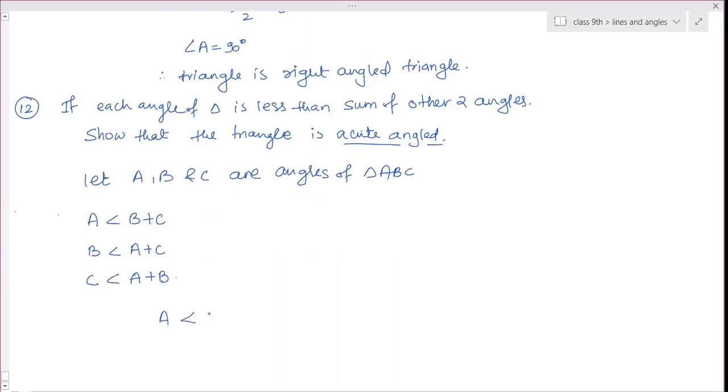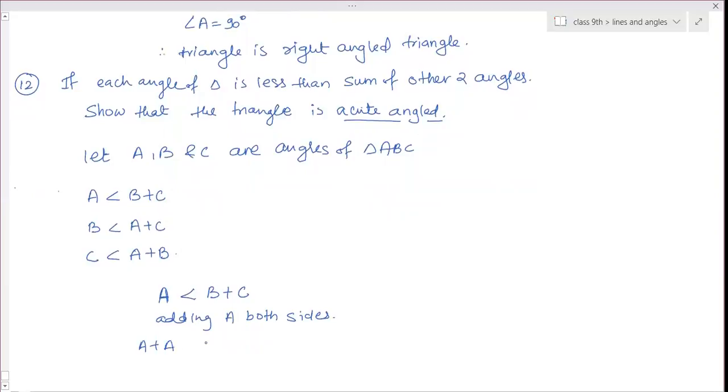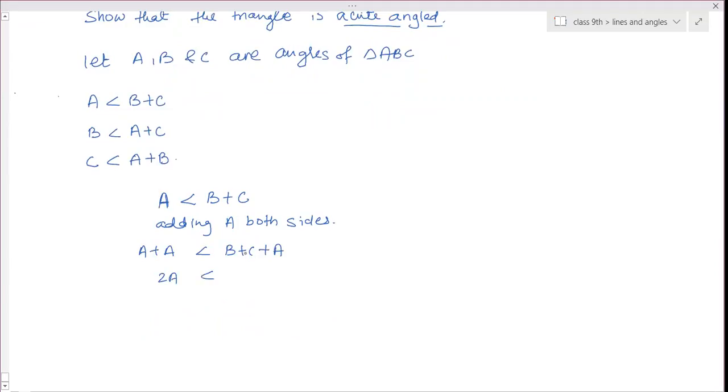Same as the earlier one. A is less than B plus C. Add A to both sides. So what will we get? A plus A is less than B plus C plus A. A plus A is 2A. What is B plus C plus A? 180 degrees. So A is less than 180 by 2, that is, A is less than 90 degrees. So if angle A is less than 90 degrees, that means A is an acute angle.